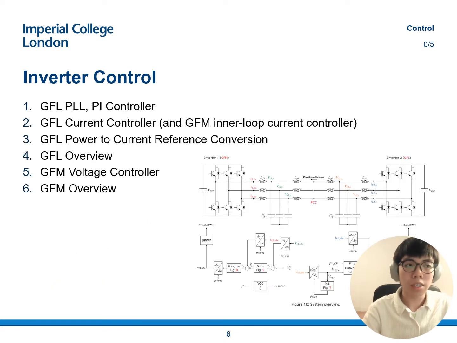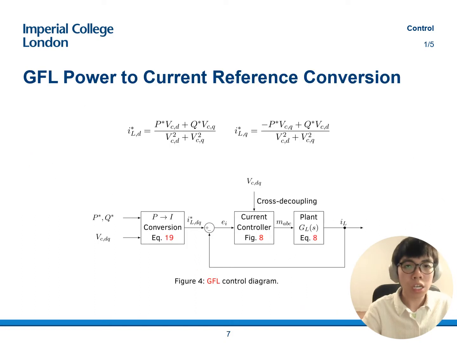So having discussed both how a grid following and a grid forming inverter work, as well as the basic rationale of control in the DQ frame, I'd like to discuss the control of an inverter, first for a GFL and then for a GFM inverter. For a GFL inverter, the aim is to control the power exchange. Since the inverter is a current controlled device, as dictated by the plant model we previously devised, we need to first convert the power reference to a current reference, as shown by the equations on this page.